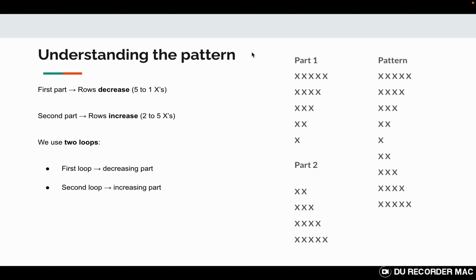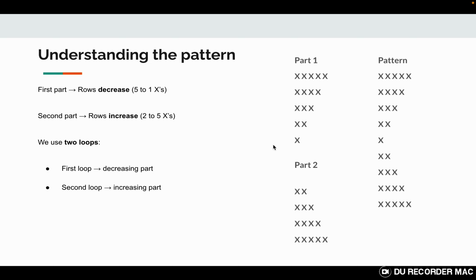If you observe this pattern very closely, we can break this pattern into two parts. One part is where the value of x is getting decreased from top to down, and then there is another part where the value of x is getting increased from above to below. So here I have written, the first part is where the rows decrease from 5 to 1, okay, and then there is another part where the rows increase from 2 to 5, okay.